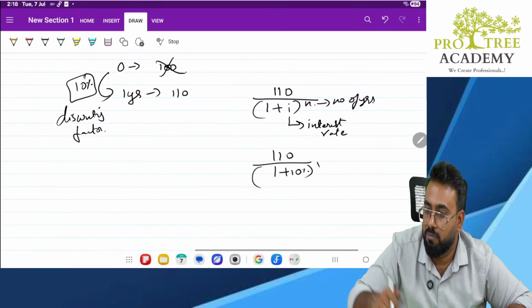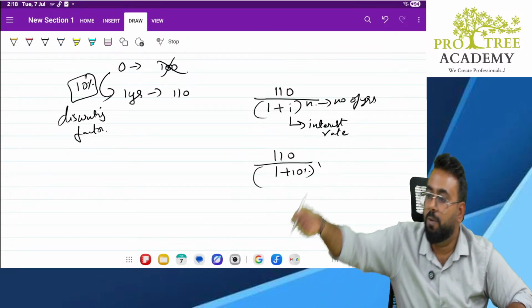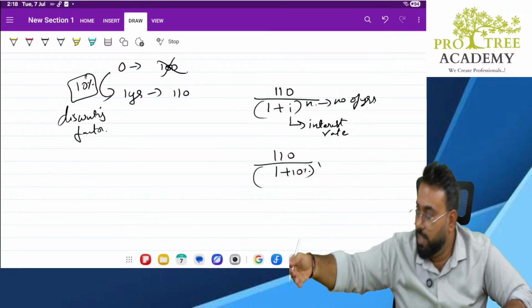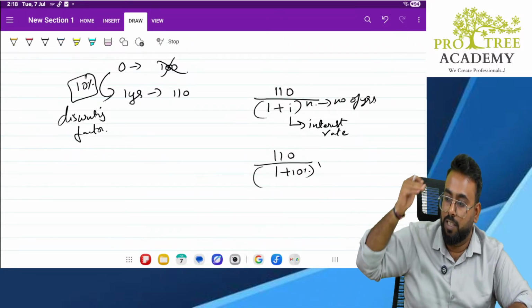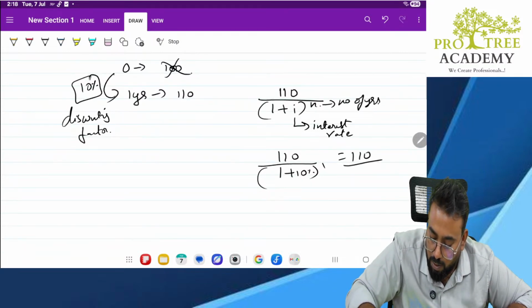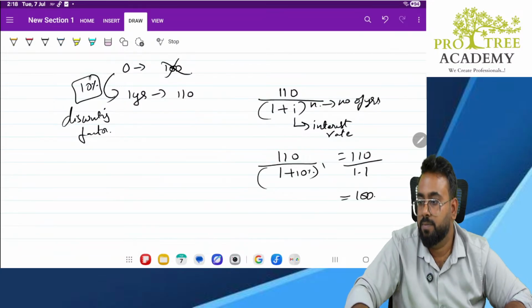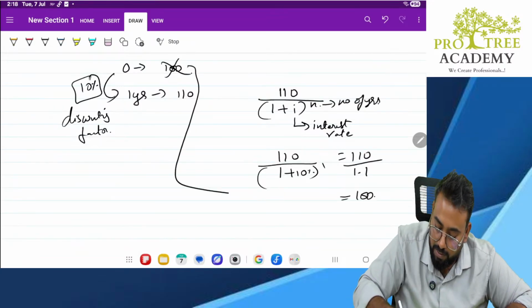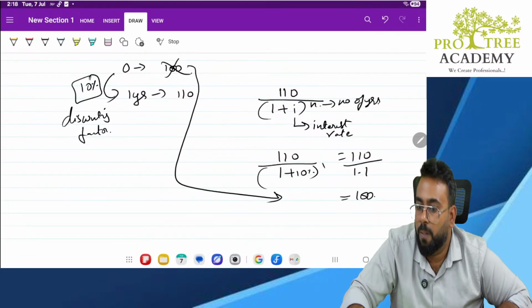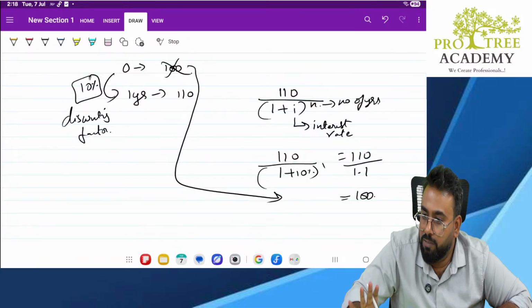One year, we are coming back one year. How many years are you coming back? You have to see. From year 1 we are coming back to 0. From the end of year 1 to the end of the 0th year is 1 year. So that will be 110 divided by 1.1. Did we arrive at this figure? Understood how present value works?